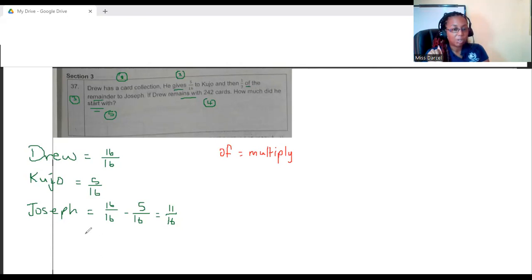All right, so we're still working on Joseph. So of the 11/16, 1/3 of 11/16 is what Joseph is getting. All right. So 1/3, we can just multiply across. So that's 1 by 11 is 11, 3 by 16 is 48.